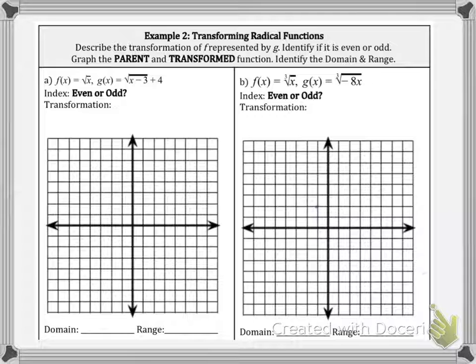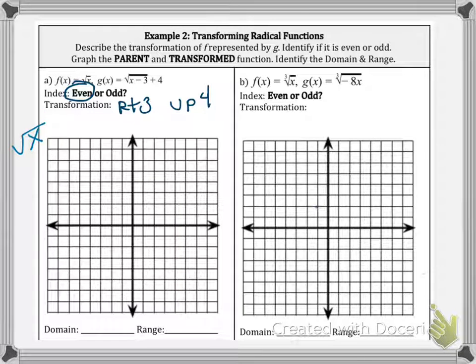So let's describe the transformation, identify if it's an even or odd index, then graph the parent and transformed function, and identify the domain and range. First of all, this is a square root, so it's an even index, and it's transformed right 3, up 4. So let's graph the parent function first. The parent function, I'm thinking of the square root of x.